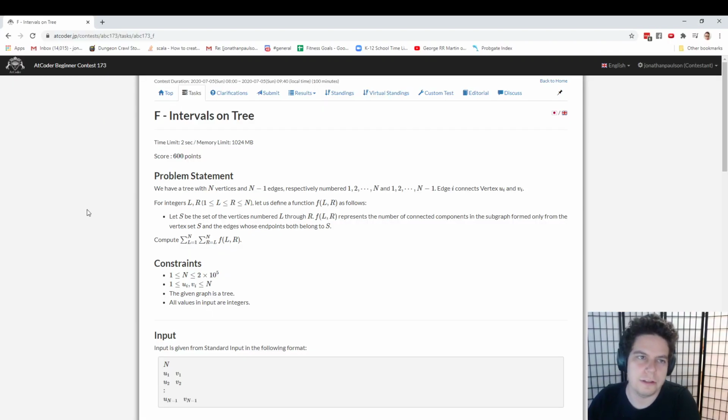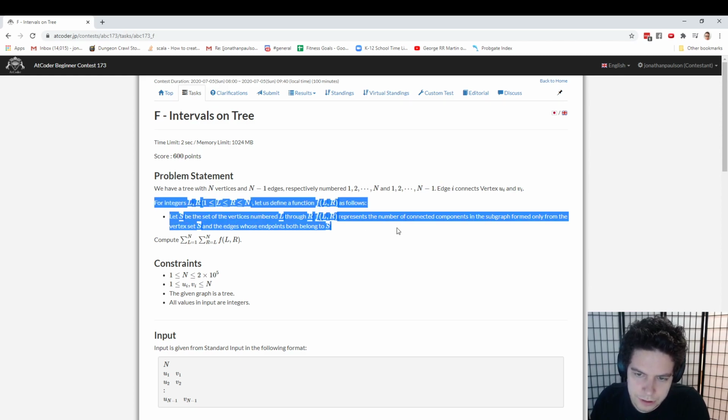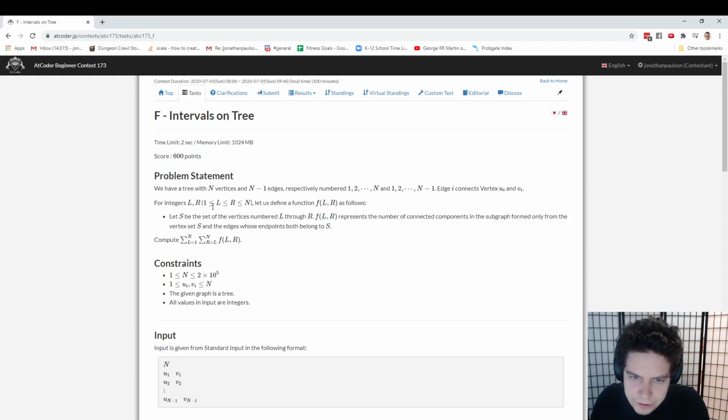I wanted to look at a cool problem from an AtCoder contest today. We're given a tree, and we want to count up, for every interval of nodes — the nodes are numbered 1 through n, so the nodes from 1 to 3 is one interval, the nodes from 2 to 7 is another — for all the intervals, we want to add up the number of connected components.